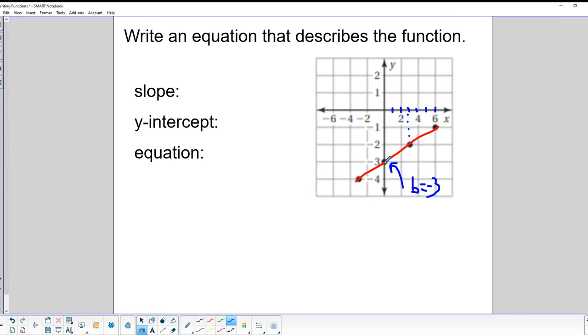I notice then as I go from negative 3, at that point right there, if I go up and over, then my rise is 1 and my run is 3. So the slope would be 1 over 3, and the y-intercept is -3. So when I write my function, I'll have f of x equals 1/3 x minus 3. And that's how you'd write the equation for that line.